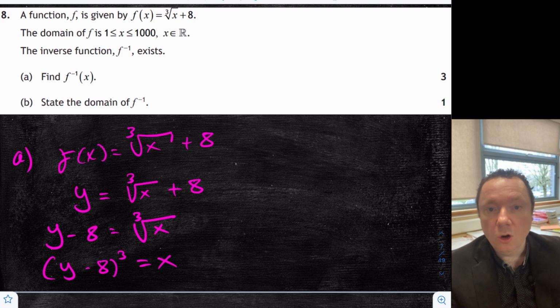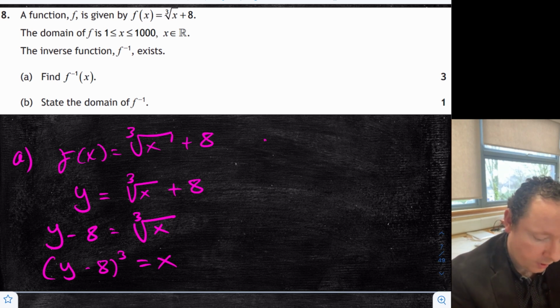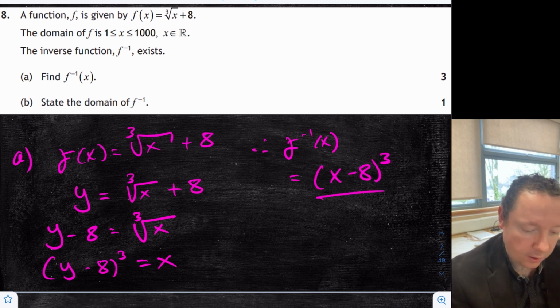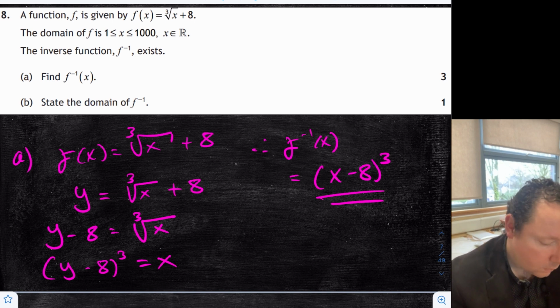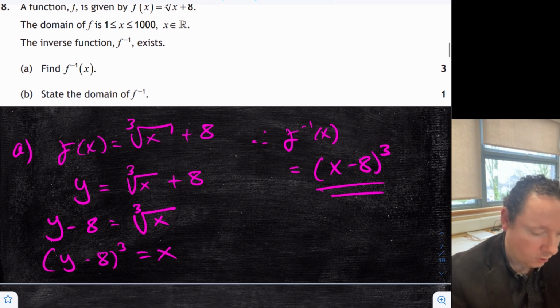Do not now write y equals x minus 8 cubed. That gives you a mark, you now just need to say that therefore the inverse function of x is equal to x minus 8 cubed. And we're done there. Part B, state the domain of the inverse function.